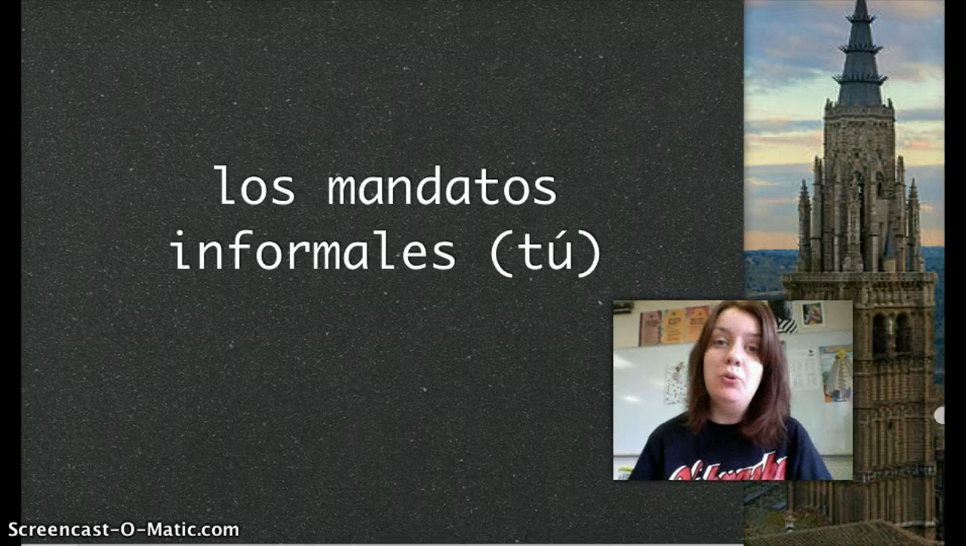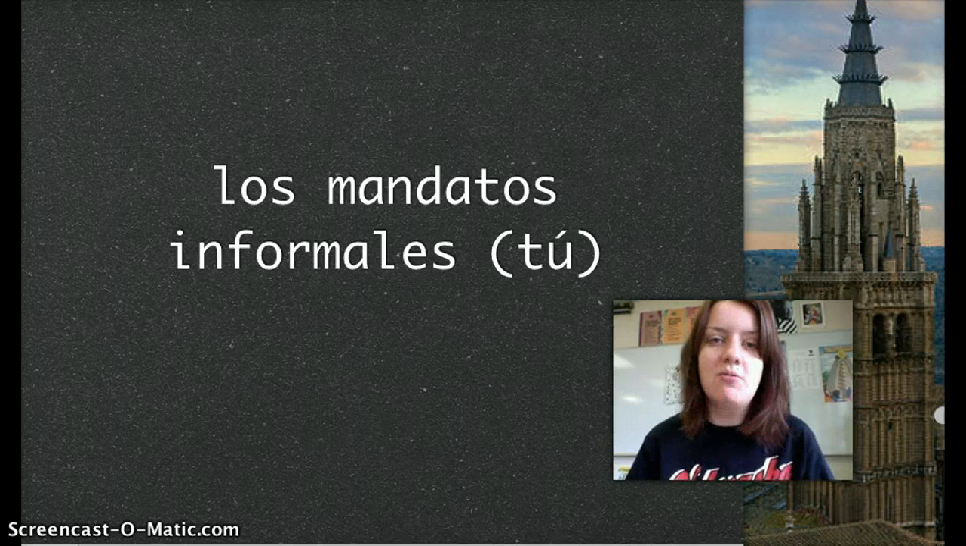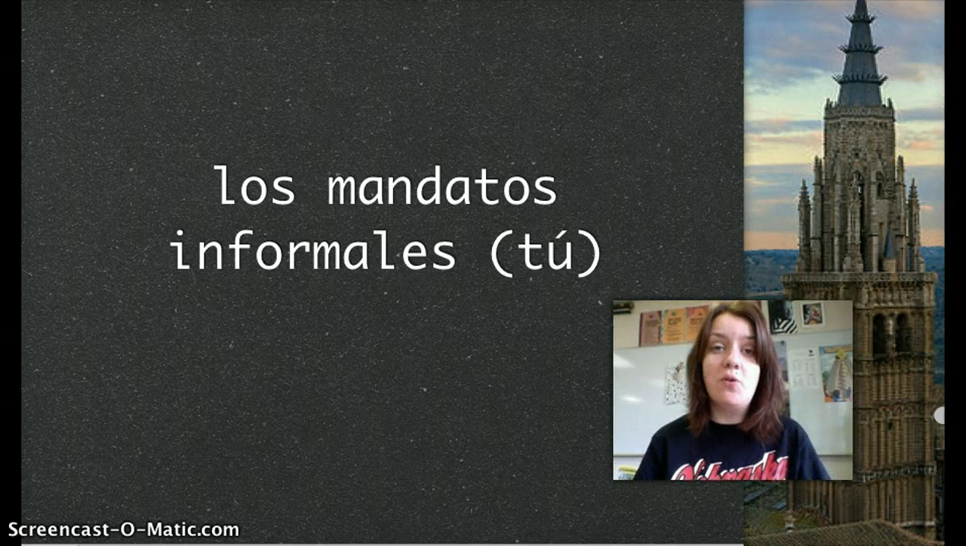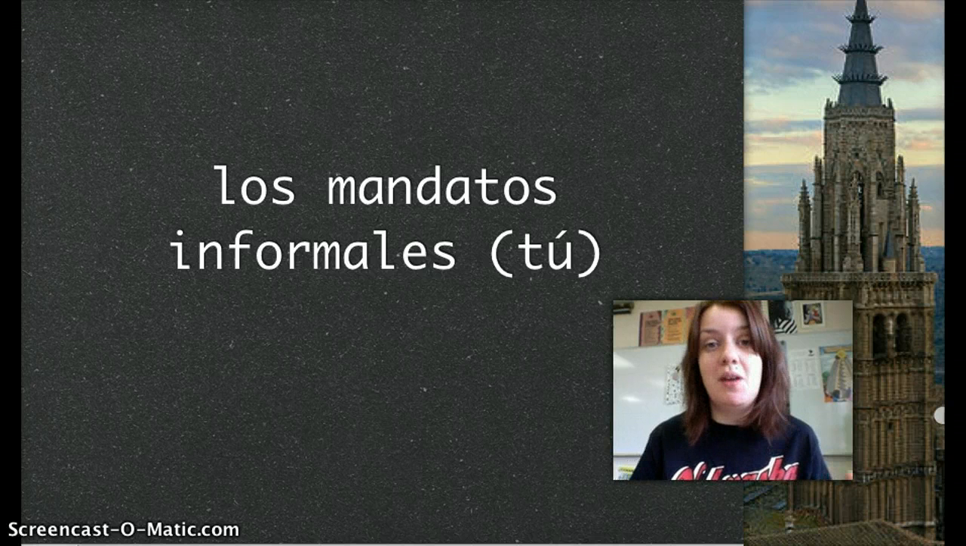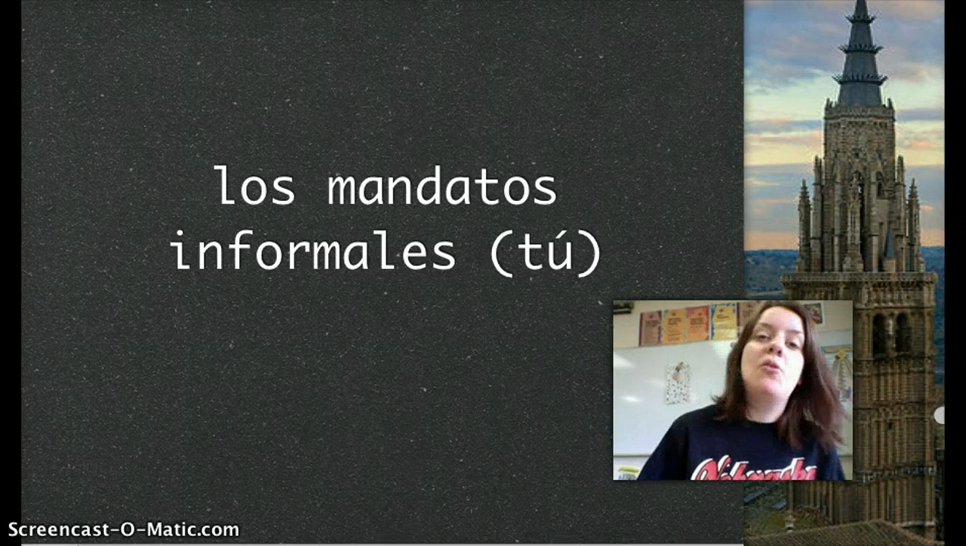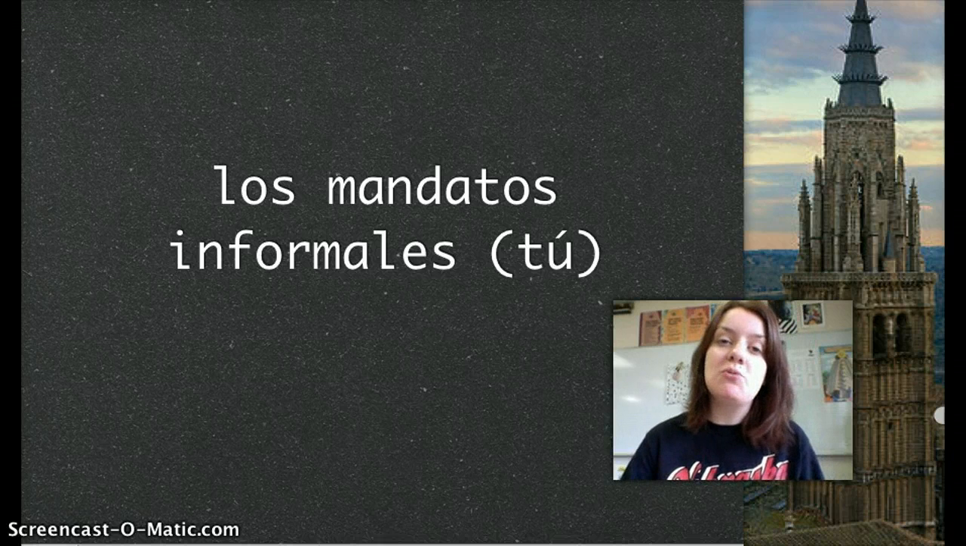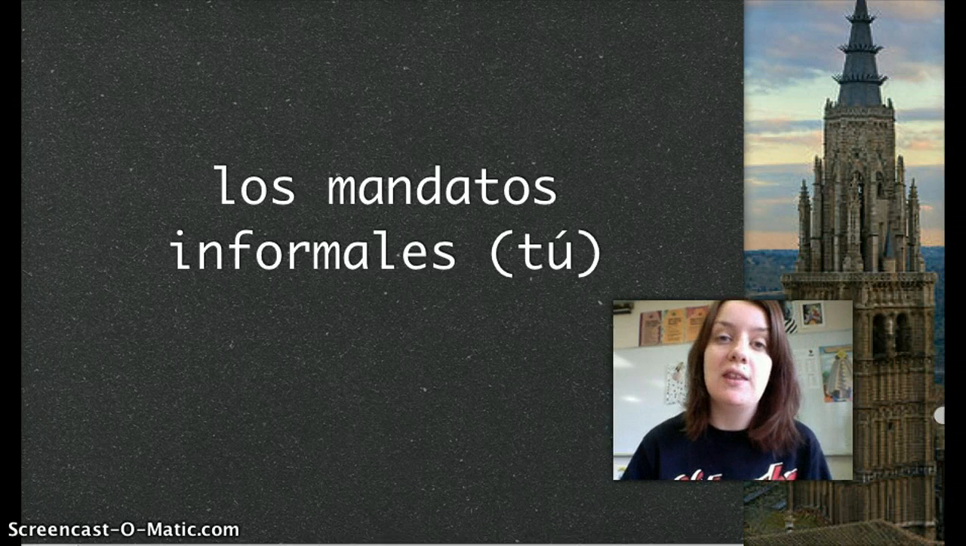These are also called tú commands, and remember that tú is "you" informal. So when the command is in the tú form, it means you're talking to someone that you know, someone you're on a first name basis with, someone maybe around your age or that you're just informal with. So the tú just refers to who you're speaking to when you're giving the command, okay?